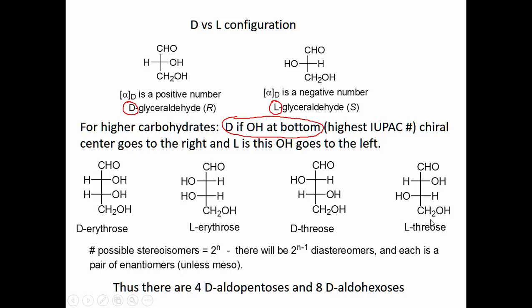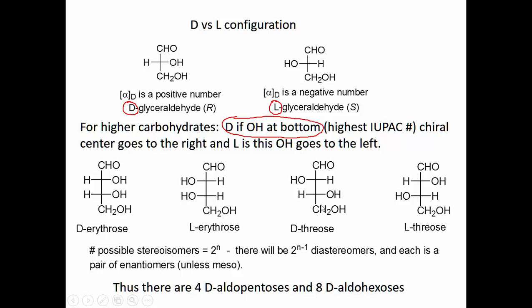So this is L-threose. The bottom one goes to the left, and the top one goes to the right. Most important is that it's the opposite. Every chiral center in L-threose has to be opposite to every chiral center in D-threose. Okay, all right.